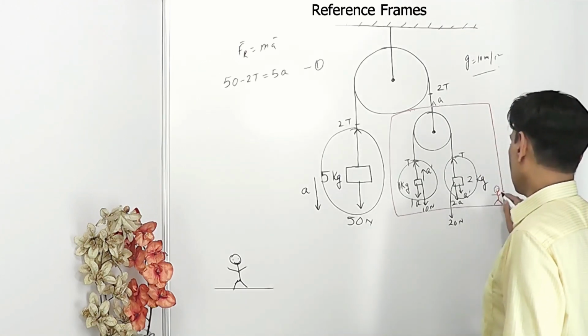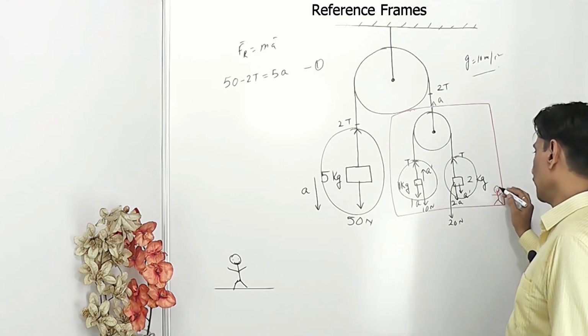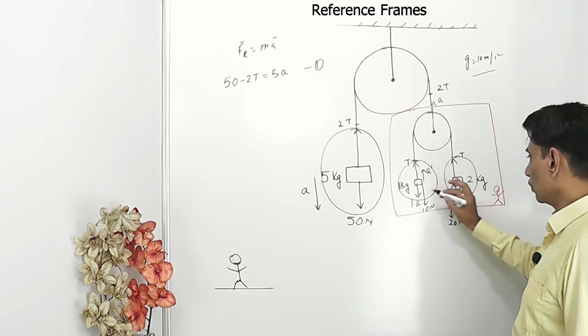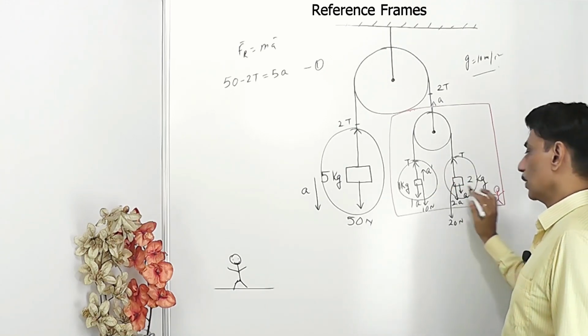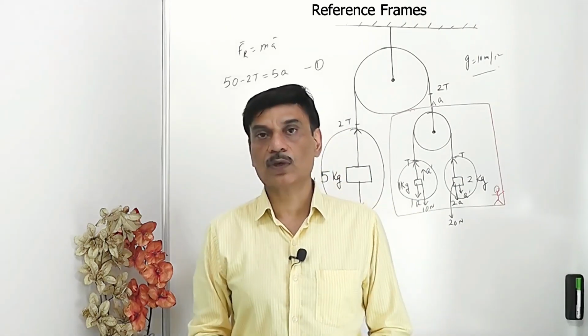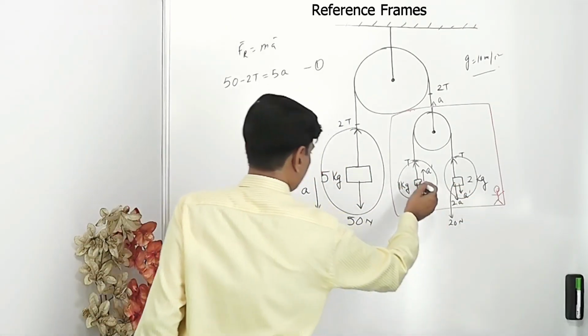Now let him make the equation. Now he is competent to make the equations. This person who is in an accelerating reference frame, he has drawn all the real forces. In addition to all the real forces, he has also drawn the pseudo forces. So now he is competent to apply laws of motion. Let's make the equation for this. What is the equation he makes for this?